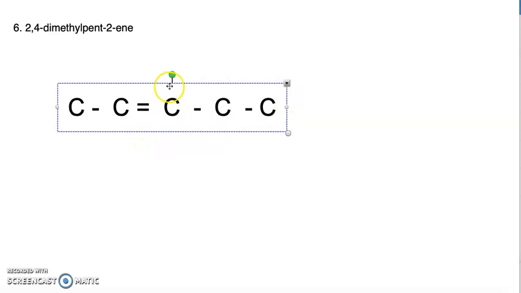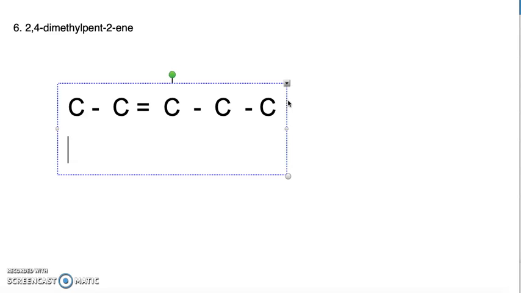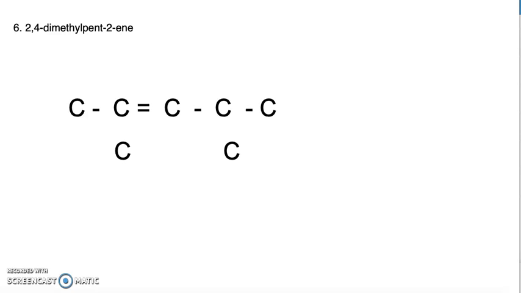Other thing we need to do, obviously, is put in our side chains. So it is a 2,4 dimethyl. That's telling me that at carbon 2, which is this guy here, I need to put a carbon down here, right? And at number 4, I also need to put a carbon, okay?